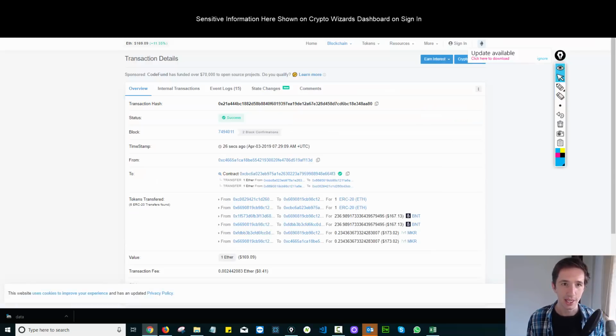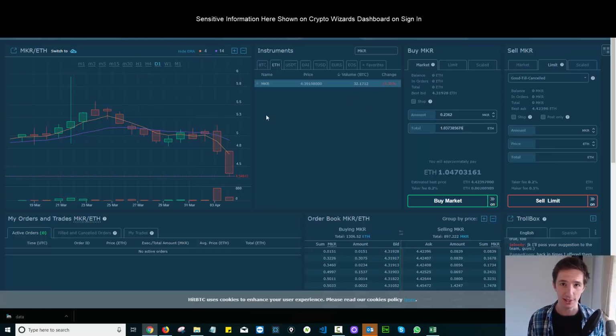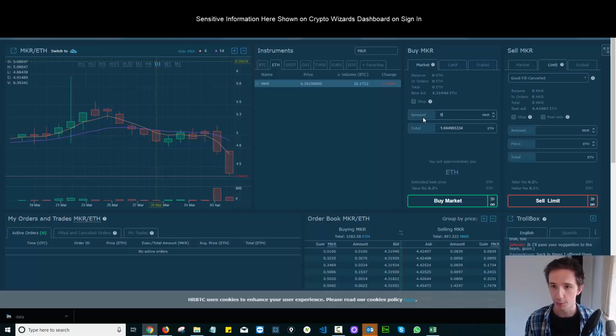So what I want to do is get MKR over to this exchange, HitBTC, because this is where the other side of the trade is. Let me just get rid of the pen tool for a second. I want to take the MKR I just bought. Right now I've got 0.2343 MKR, and that's going to give me about 1.036 or 1.04 Ethereum. So that's a 3 to 4% arbitrage right there.